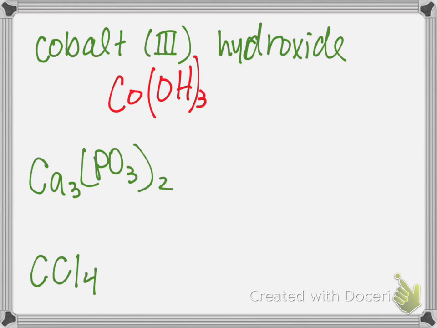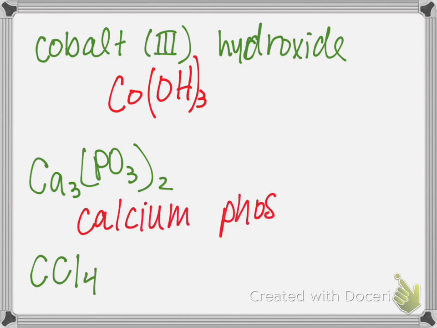What was the name of that second one? Calcium phosphate. Calcium, then what? Phosphate. Phosphite. Very good. How did we know phosphite? Because it's 3 and not 1. That's right. Phosphate is PO4. So one less oxygen has to be phosphite. Very good. Okay, good.